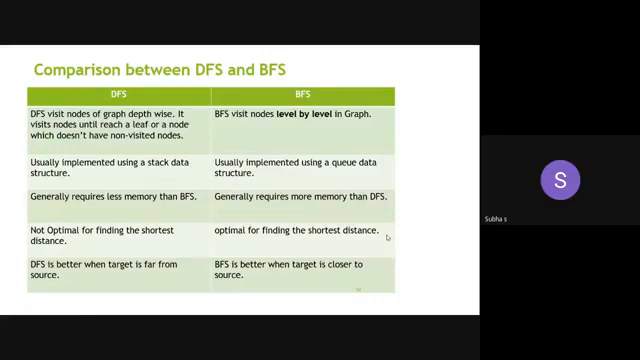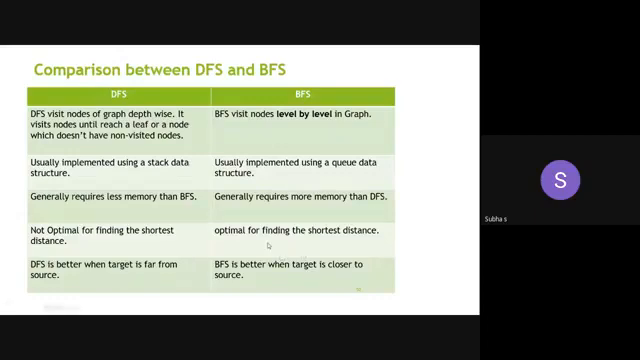Look at the second point. Here you use a stack. In BFS, you are using queue data structure. Generally, DFS requires less memory than BFS because in BFS you are going to find all the adjacent nodes. Then you are placing them again. You are backtracking. So it will take more memory when compared to DFS.